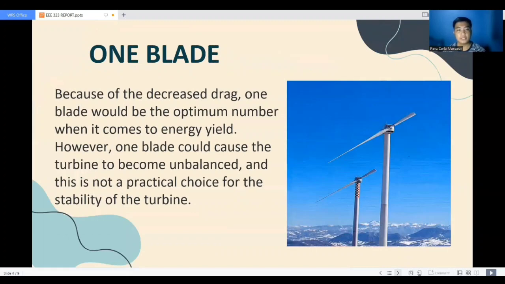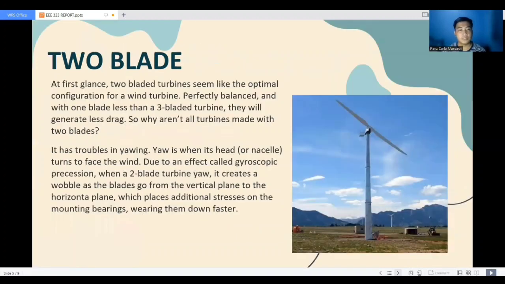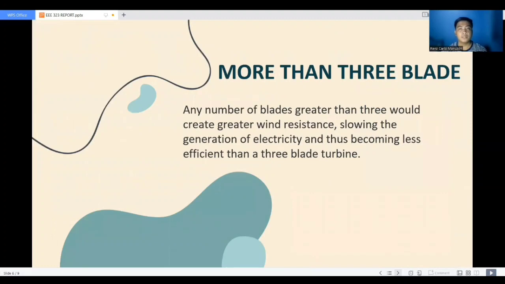Ang one blade, ang sinasabi dito ay ang isang blade ay maaaring maging sanhi ng hindi pagiging magandang balanse. And sa two blade naman ay ang isa sa pinakamainam na configuration para sa isang wind turbine para sa isang perfect na balanse. And more than 3 blades, any number of blades greater than 3 would create greater wind resistance, slowing the generation of electricity and thus becoming less efficient than a 3-blade turbine.